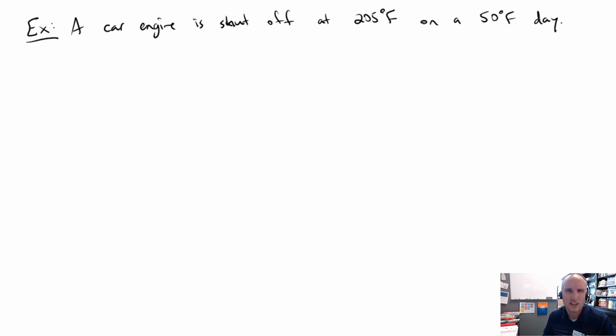A lot of times Newton's law of cooling can be thought of more practically in a sense where the object is in some sort of climate controlled environment where the temperature doesn't change. But this will get the point across. So it's shut off at 205 degrees Fahrenheit on a 50 degree Fahrenheit day. You can imagine that the engine is going to cool and get really close to 50 degrees over time. So the question is, how fast does it cool and things like that.